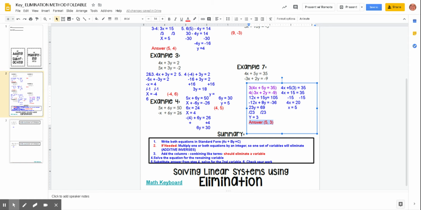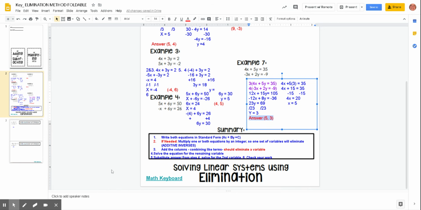Okay, so that is how we do solving linear systems using elimination. It's a little bit quicker than using substitution, certainly quicker than graphing. We're going to do 2 problems real quick about what this looks like when we aren't getting a standard answer. Because remember, usually we get a coordinate point. That's where they intersect. That's the common solution between the 2 equations.